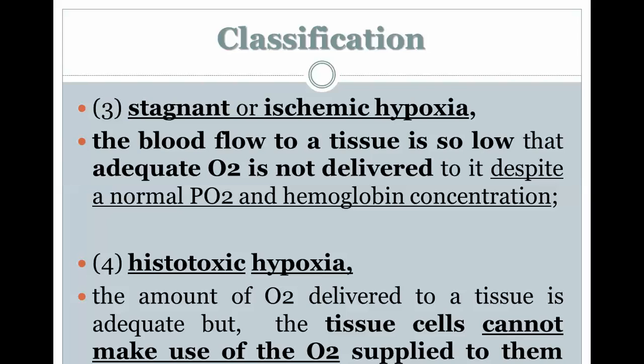As the blood flow to the tissues is low, adequate oxygen is not delivered to it despite a normal PO2 and hemoglobin concentration. Okay, it's clear? Histotoxic hypoxia, the amount of oxygen delivered to the tissues is adequate, hemoglobin normal, cardiac output normal, PO2 normal, but tissue cells can't make use of oxygen supplied to them.